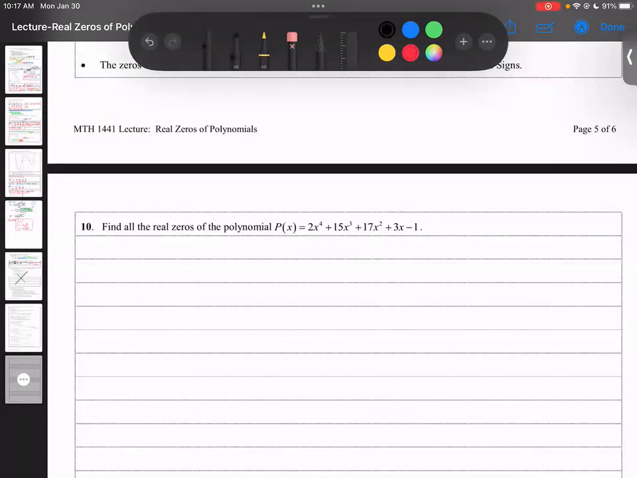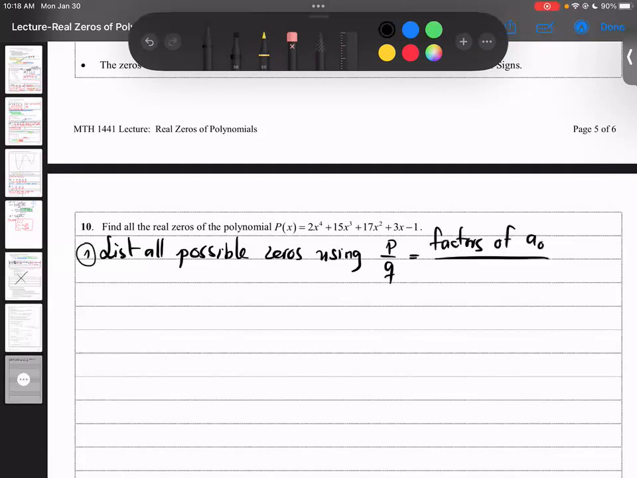All right, here is something you see on your exams, your ultimate problem. So step number 1, you're going to list all possible candidates, possible zeros, using factors of P, the factors of A naught, divided by factors of Q, the factors of A_N, which is P divided by Q. Let me remind you what P and Q are. P is a factor of your constant term, and Q is a factor of the leading term. In this example, A naught is -1, A_N is 2. So the factor of -1 is plus minus 1. Always add plus minus. And the factors of A_N are plus minus 1, plus minus 2.